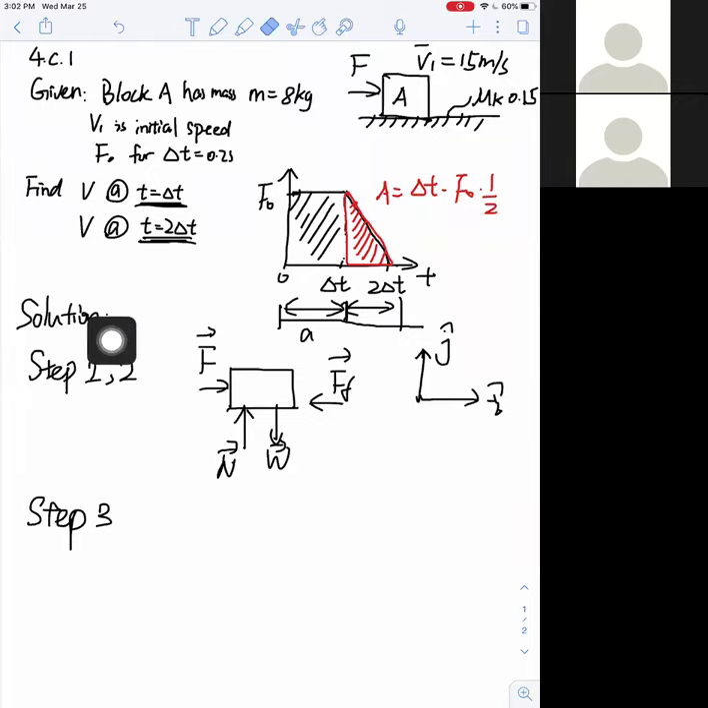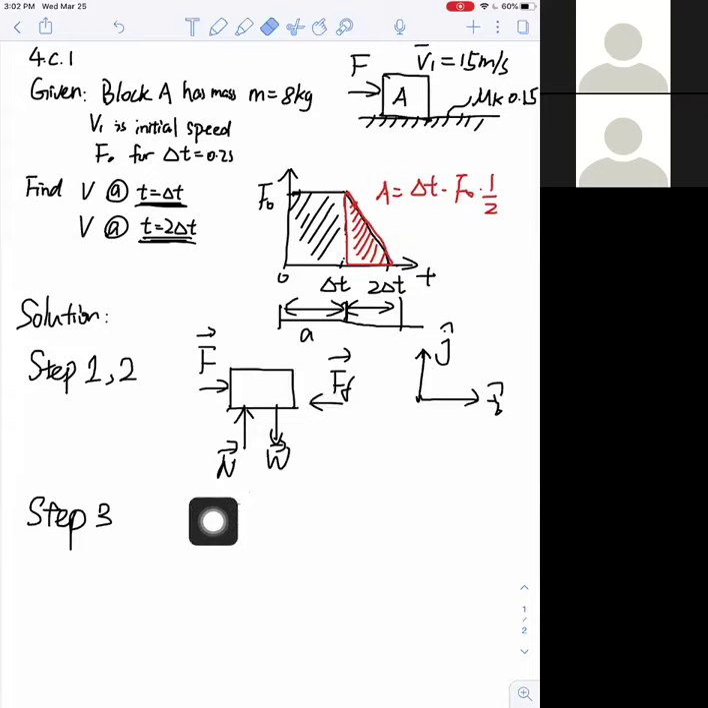So in order to solve this problem, let's first draw the free body diagram and set up our coordinate system. So we only have one mass, which is A, and if we draw our free body diagrams, we have the normal force, weight force, friction force, as well as this force that is pushing this block A. And we can set up our coordinate system as I and J.